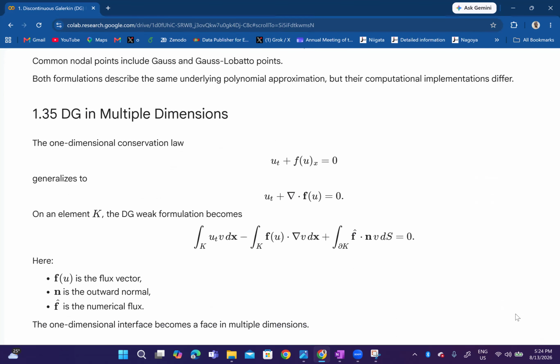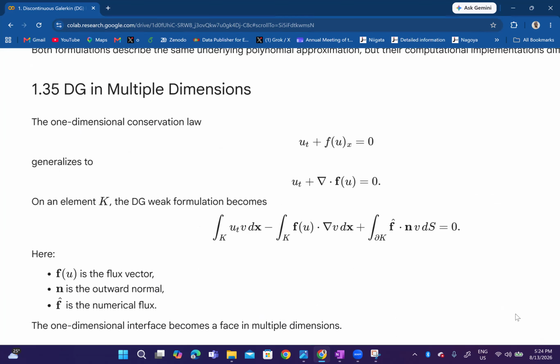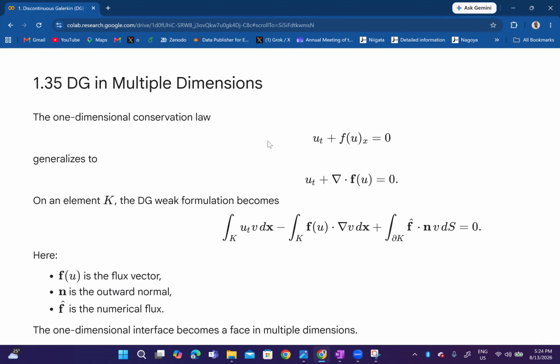Then we have discontinuous Galerkin in multiple dimensions. So the one-dimensional conservation law, u sub t plus f of u sub x equals 0, generalizes to u sub t plus grad of f of u equals 0. So sub x means you are differentiating f of u with respect to x, right? So that is this generalization here. So on an element K, the discontinuous Galerkin weak formulation becomes the integral over, I mean, this whole expression you have right here.